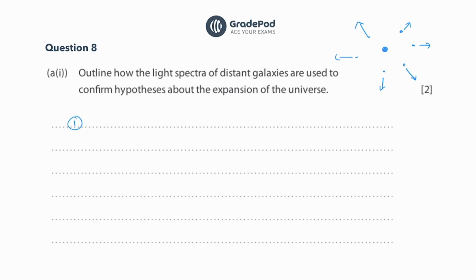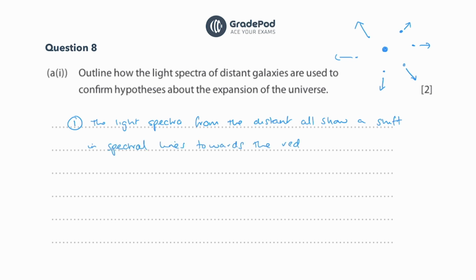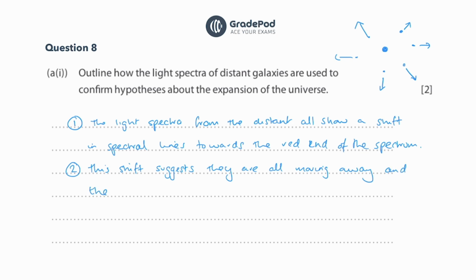Okay, easy. 1. The light spectra from the distant galaxies all show a shift in spectral lines towards the red end of the spectrum. 2. This shift suggests they are all moving away and the universe is expanding.